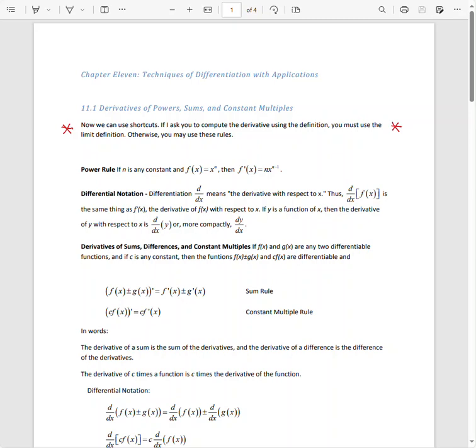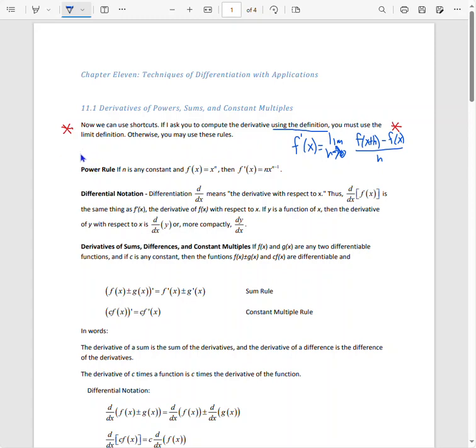Moving into chapter 11 now, we're going to look at techniques of differentiation with applications. Now, here's the cool part. So, now we can use shortcuts. If I ask you to compute the derivative using the definition, f prime of x is equal to the limit as h approaches 0, oh that's ugly, of f of x plus h minus f of x all over h. So if you're ever asked using the definition, this is the definition, this is what you have to use.